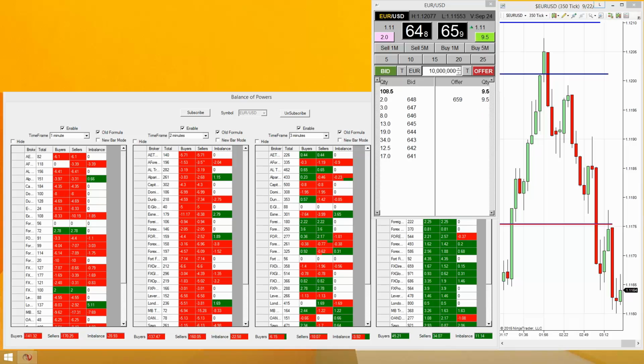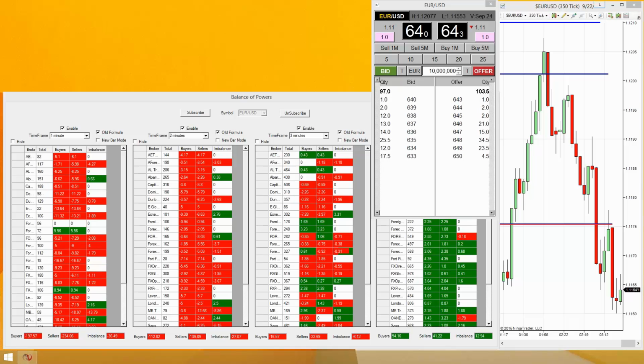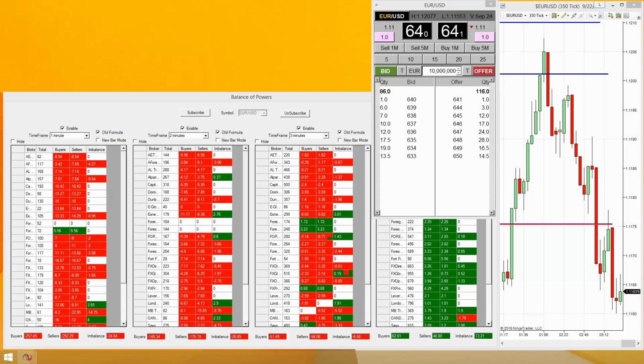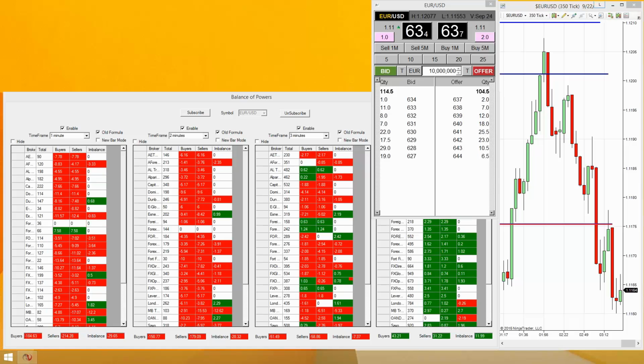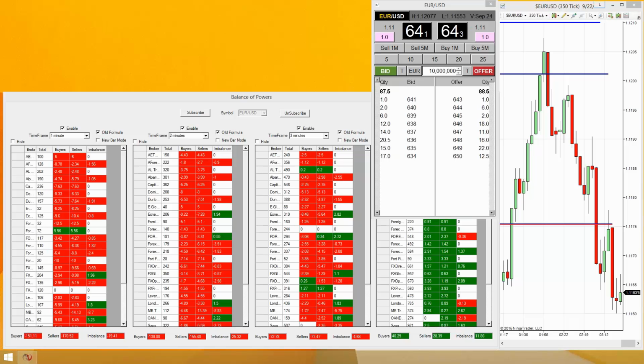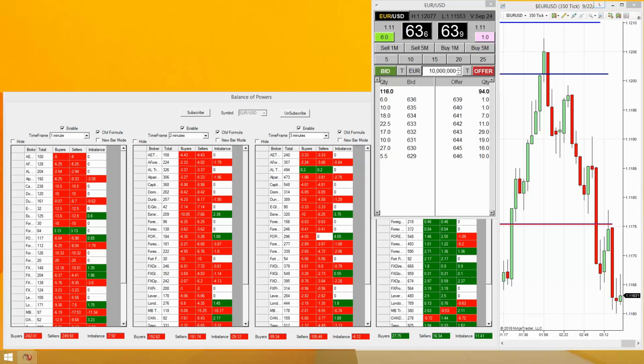If someone has access to that type of information, you should see the price react to those levels within a 5 to 10 pip range. So that's that. Why do I use 350 tick charts?